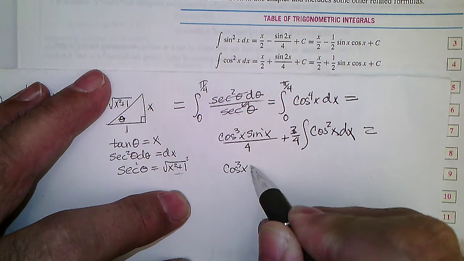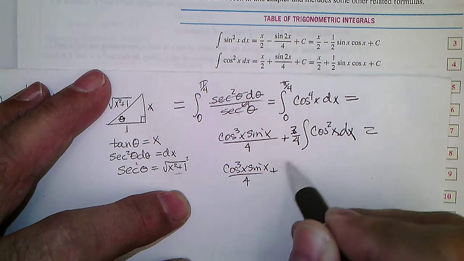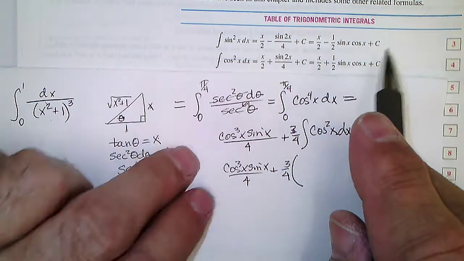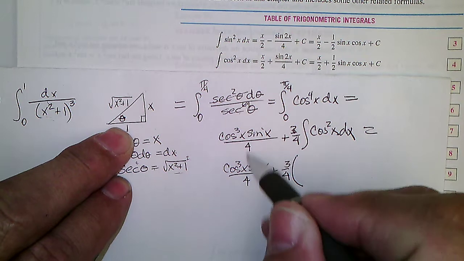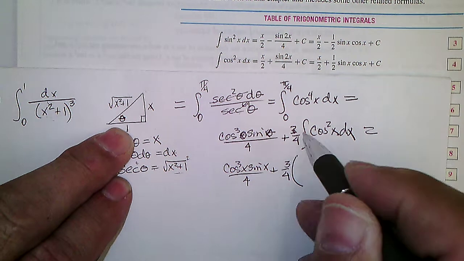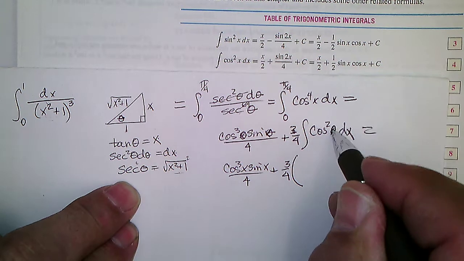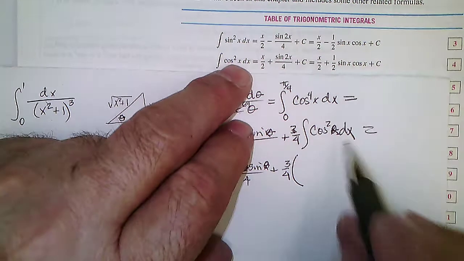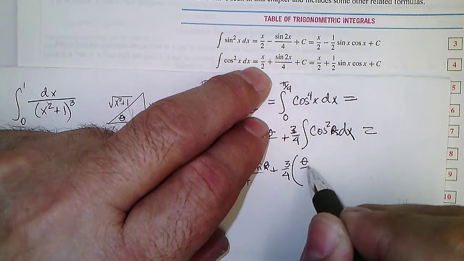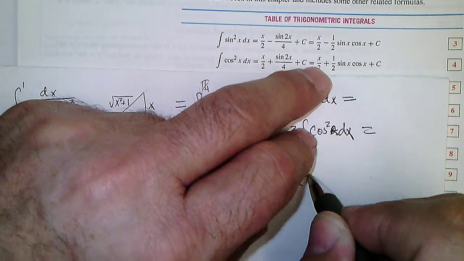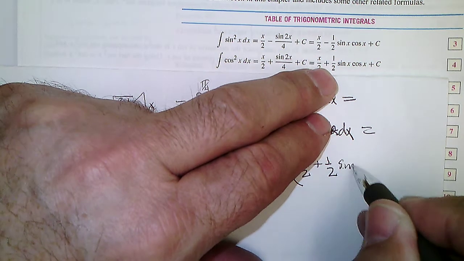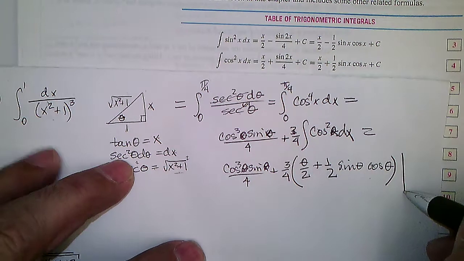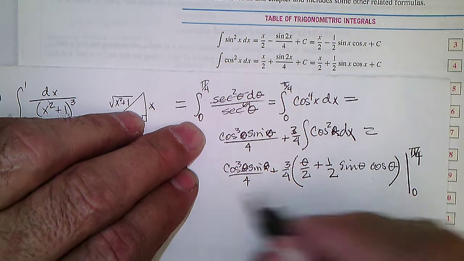cosine to the 3rd x sine x over 4 plus 3/4 times, I'll use the second one because I don't want to deal with 2x when my angle, well, this is not x, this is theta. According to the formulas, they're thetas, and so this would be 3/4 times cosine squared theta, which would be theta over 2 plus 1/2 sine theta cosine theta, and it's not plus c because we're evaluating this all from 0 to pi over 4.